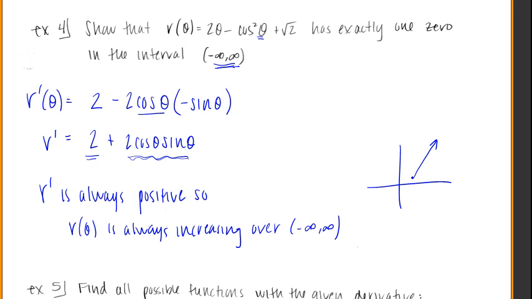So that means I have to cover all of the graph from negative to positive, and it's going to cover all real numbers, and it's always going to be increasing. So by just knowing this, and knowing that our derivative is always positive, we've answered the question.